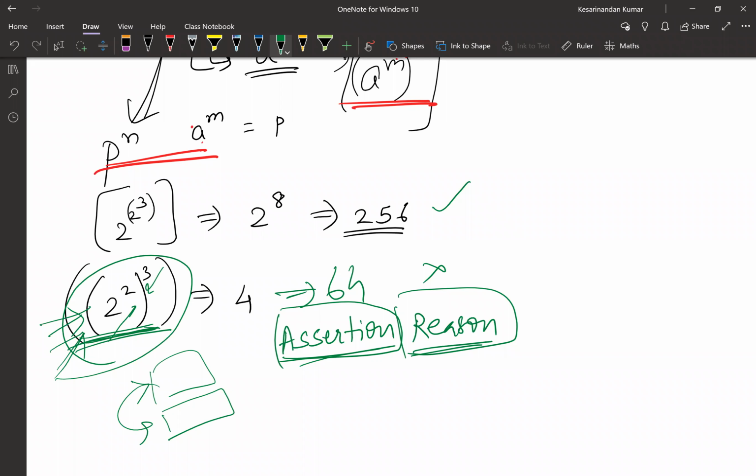Actually, what Ashwik said is correct. For power, we are again doing a power, like a power m, and m is the power n of m. So we can't take the second one because there is another law: a power m whole power n is equal to a power m into n. So we can't take the second one. The first one is correct.